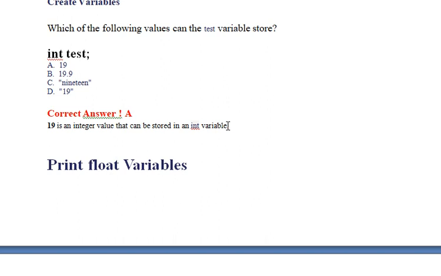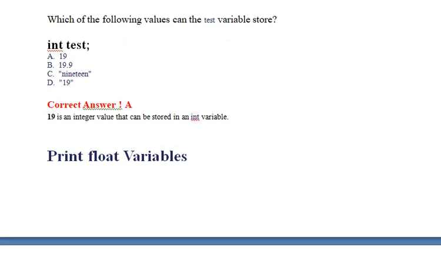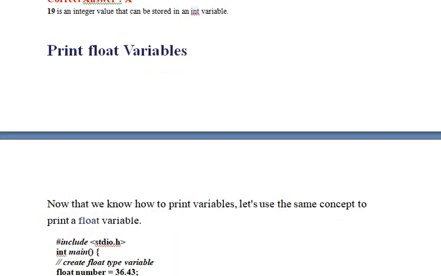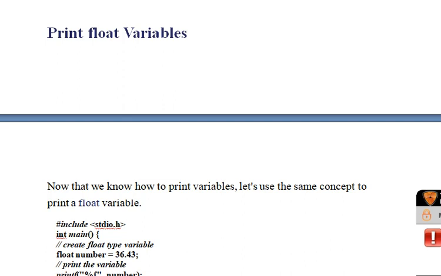Next, print float variables. Until now we have seen int variables, now we will see float variables. Now that we know how to print variables, I already explained in the last class how to print variables. If you have not seen that class, please go and check it once. So now let's use some concepts to print float variables.